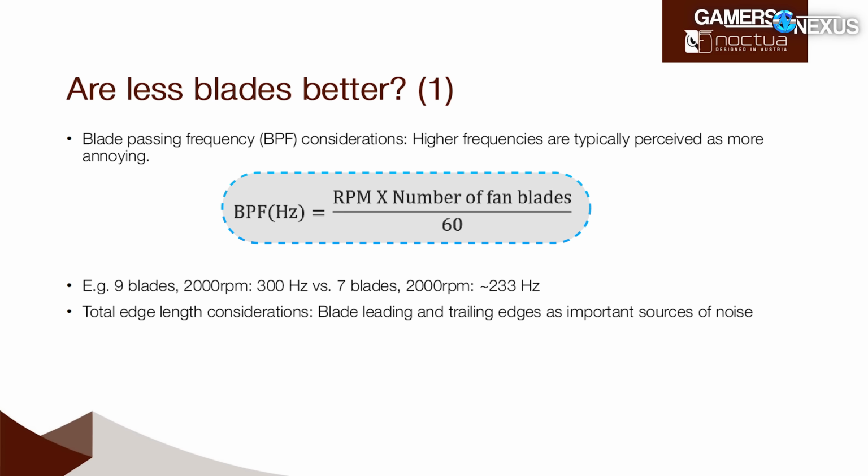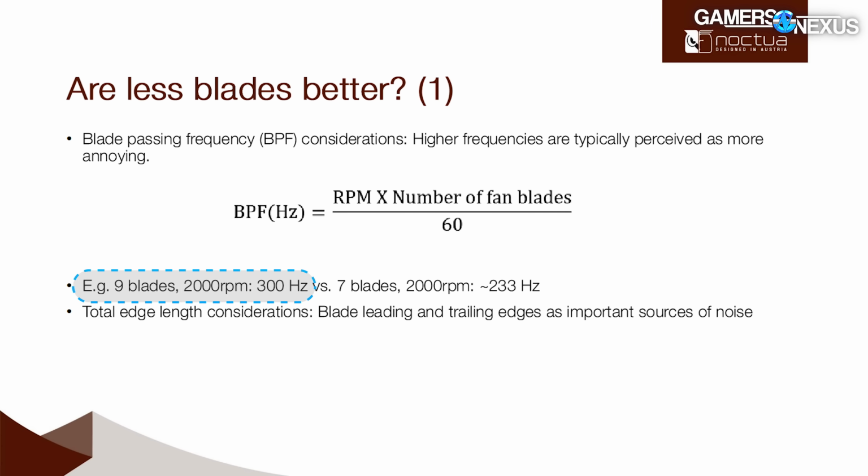And the blade passing frequency is calculated by taking RPM, multiplying with the number of fan blades, and dividing by 60, because the frequency is in hertz and RPM is in minutes. So, for example, for a 9-blade fan with 2000 RPM, you would end up with a blade passing frequency of 300 hertz. Whereas for a 7-blade fan that runs at the same RPM, you would end up with roughly 233 hertz.